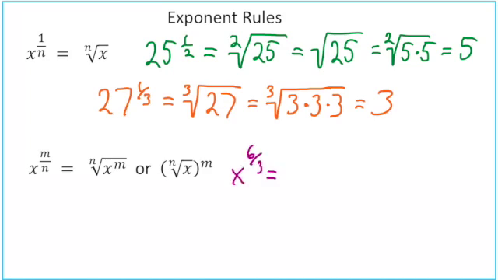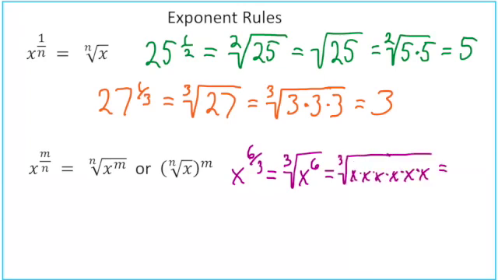If we have x to the 6/3 power, this could be rewritten as the third root of x to the 6th. Now, if I go ahead and expand this, I get the third root of 6 factors of x. Notice that I need 3 of something to simplify. So I have one group of 3 there and another group there. So there's 2 groups of 3 x's. So this would simplify to x squared.